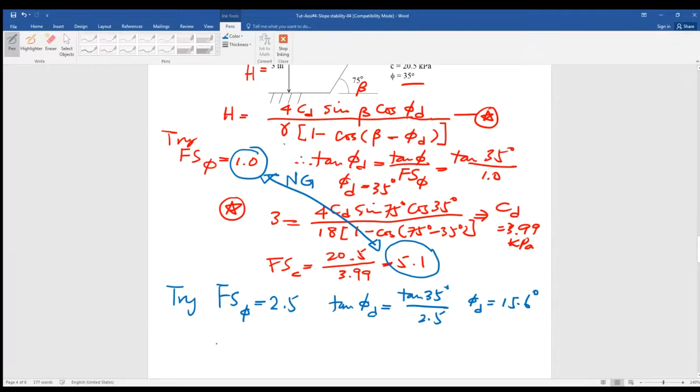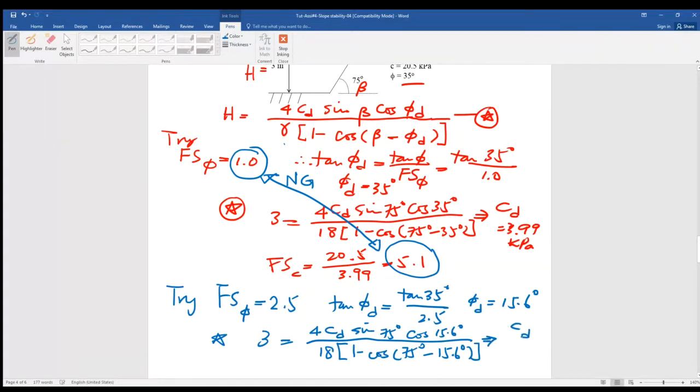Again, the formula gives you what? C equals what? 4 CD, right? Sine beta, 75 degrees, and cosine 15.6, your new phi D. And then 18, 1 minus cosine, 75 minus 15.6 degrees. So this gives you the new CD. What's the new CD? The new CD will be around 7.11 kPa.